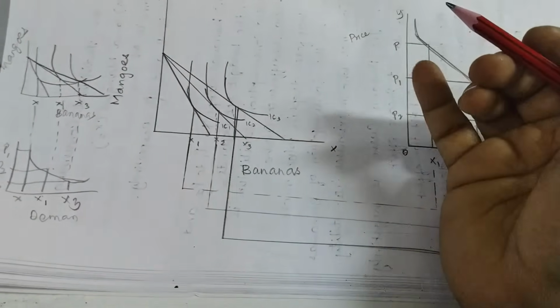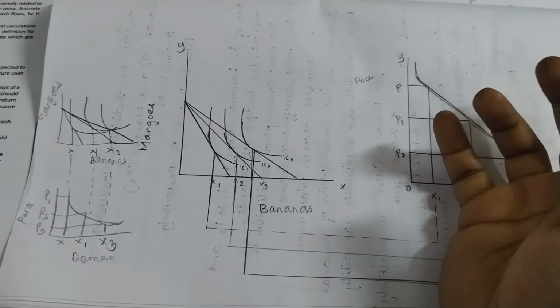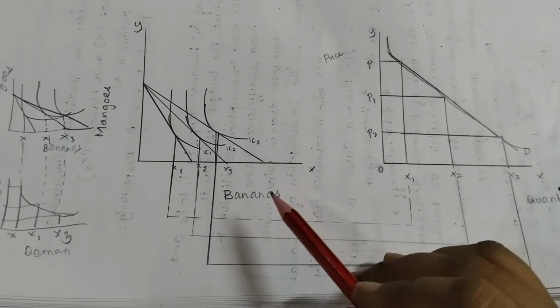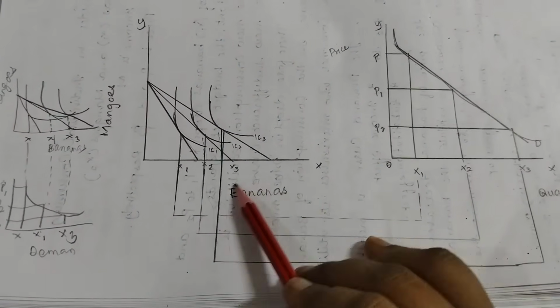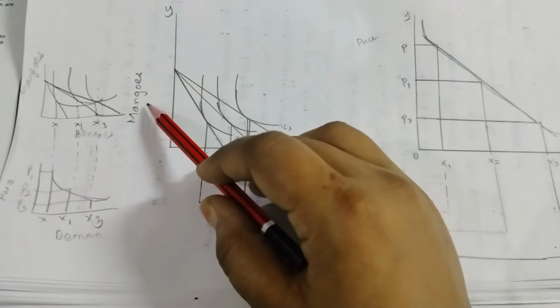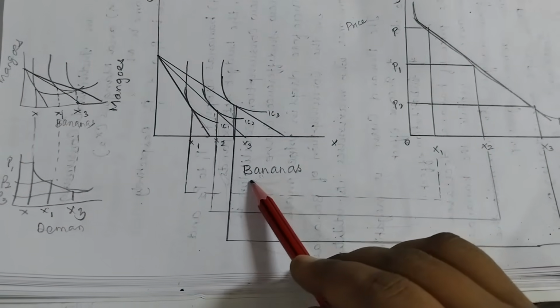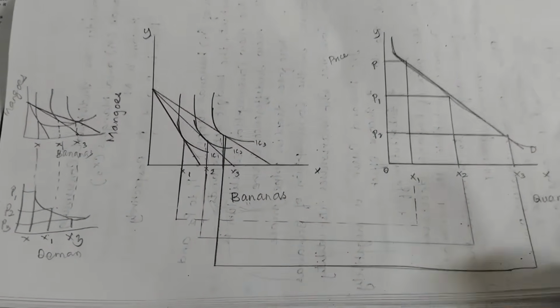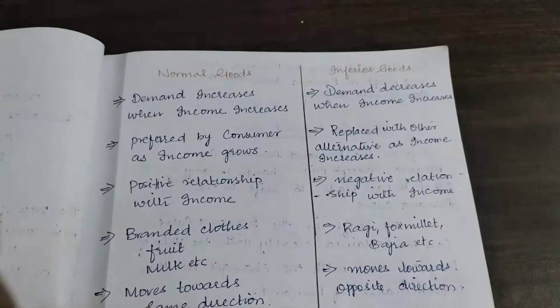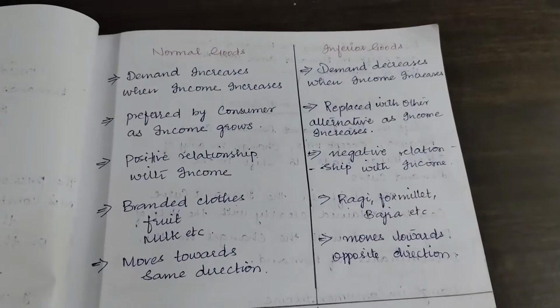So here the consumer wants to satisfy his wants, so he is substituting more bananas, and he is not purchasing that much of mangoes. He is purchasing more bananas with his available income in order to maximize the satisfaction. Now we will understand the difference between normal goods and inferior goods.